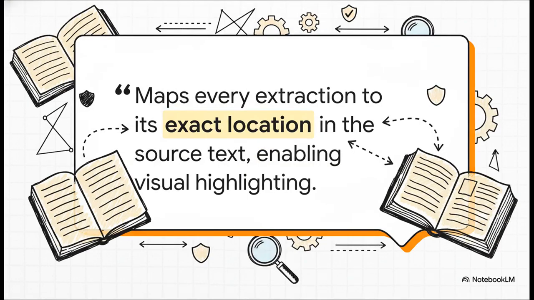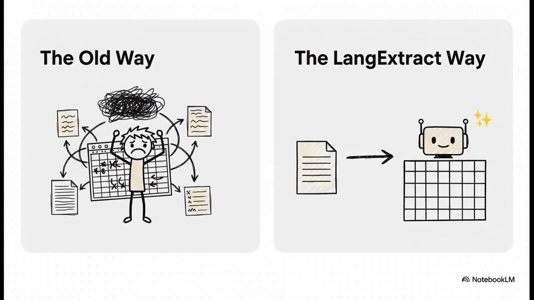This quote from the documentation really just nails it. That ability to map every single thing it finds back to its exact location, that's not just a nice little feature. It's the core of why this works so well. It lets you instantly verify everything, which builds a ton of trust in the results. So let's just put it side by side for a second. The old way is that messy, error-prone manual work. The LangExtract way is automated, structured, and totally reliable. It transforms a tedious chore into a powerful and insightful process. It's a whole different world.